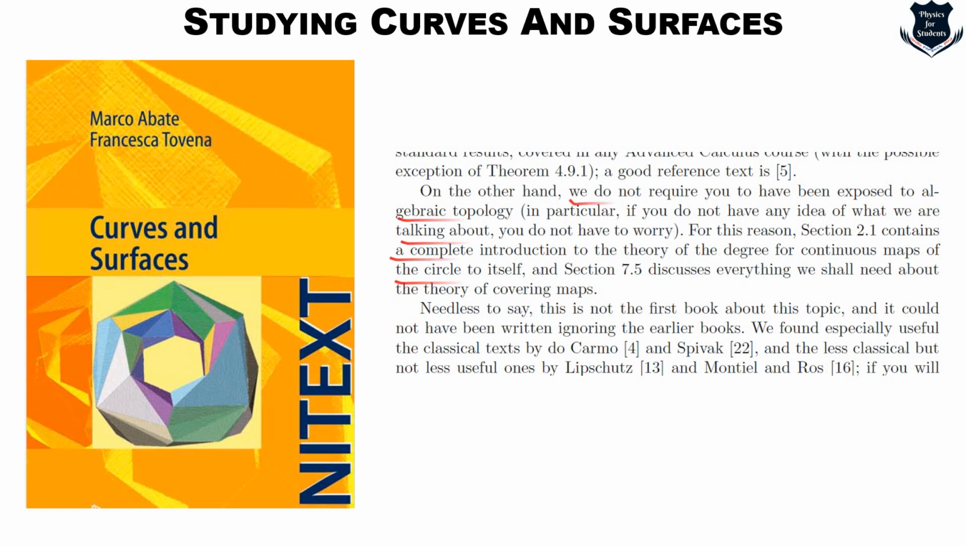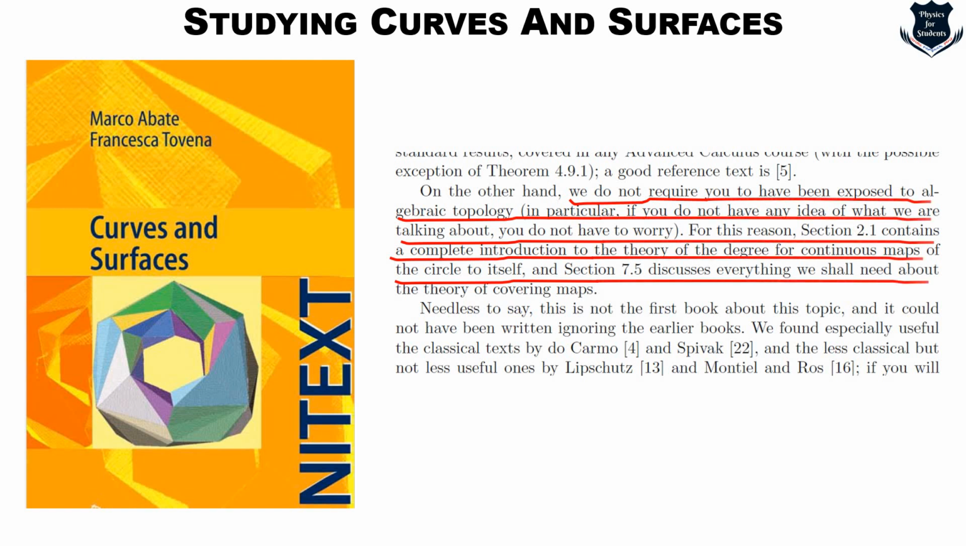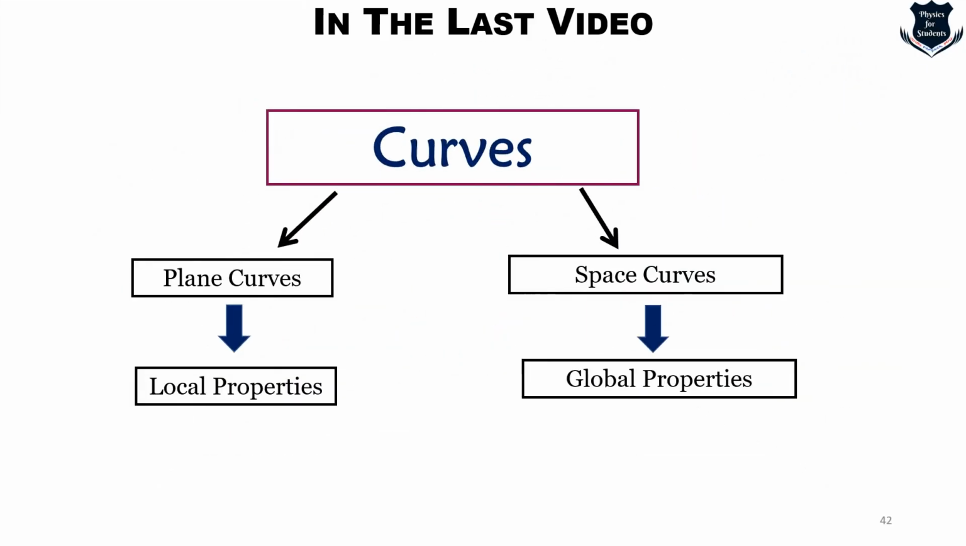So here you see what is written, that we do not require you to have been exposed to algebraic topology in particular. So there is no need for topology. For this reason, section 2.1 contains a complete introduction to the theory of degree for continuous maps. So it starts and tells you that you don't need to know algebraic topology.